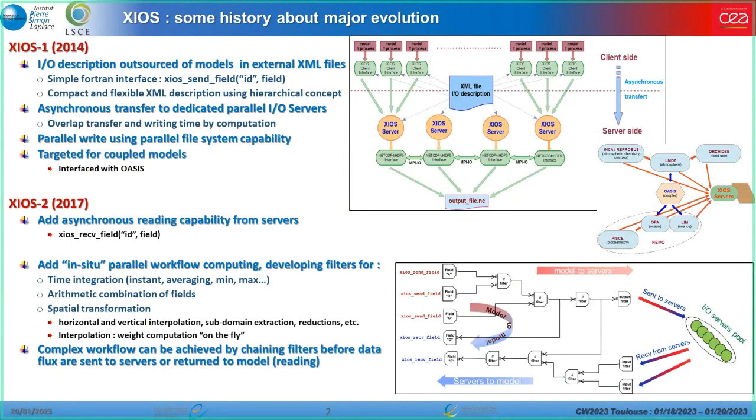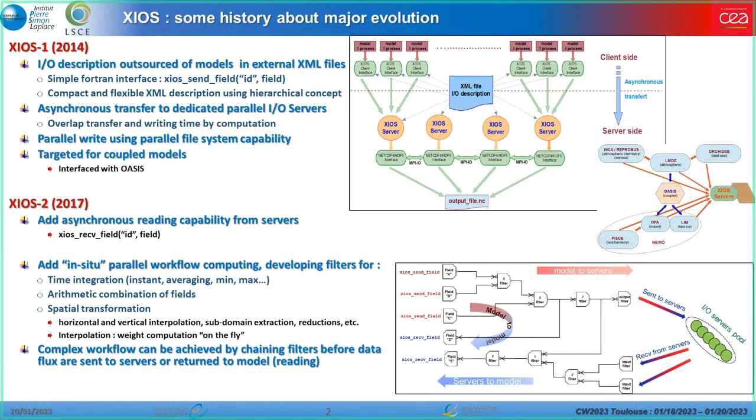And so the server uses the parallel file system capability through NetCDF4 parallel. And so this first version, XIOS 1, was targeted for a full ESM model and was fully interfaced with the OASIS.